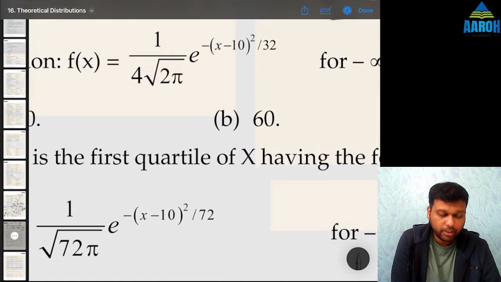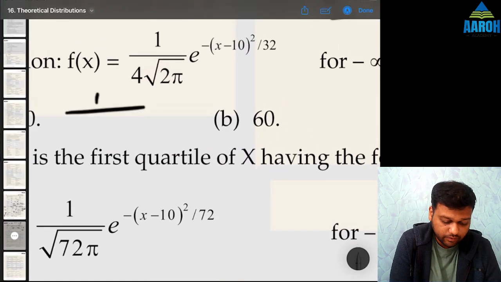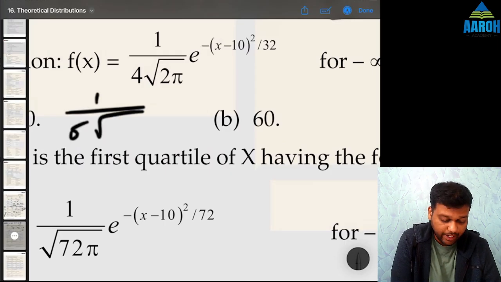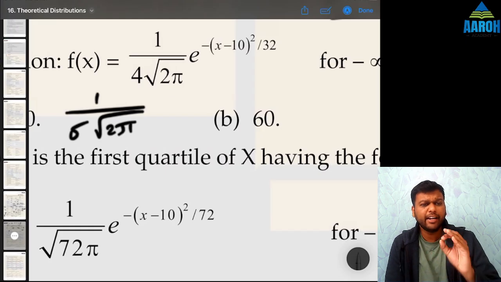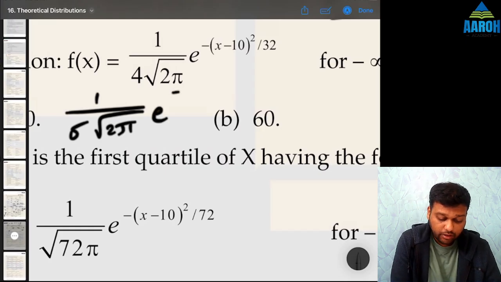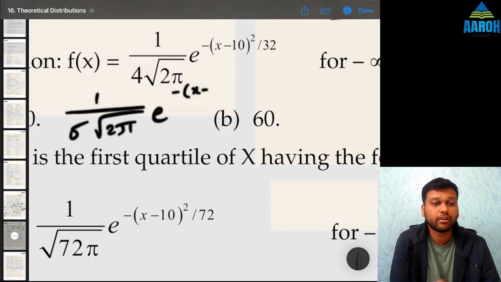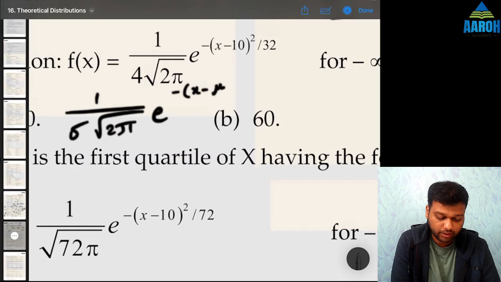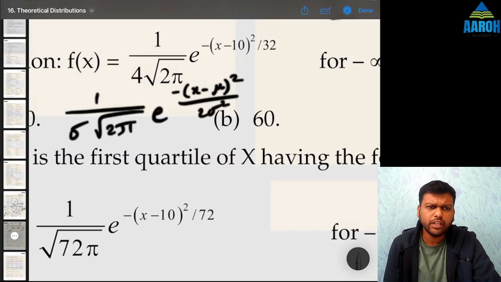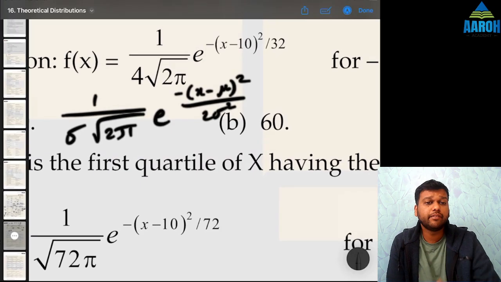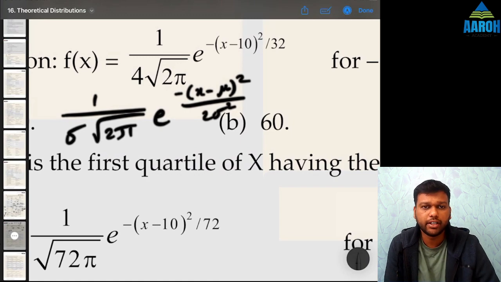What is the PDF of normal distribution? 1 upon sigma root 2 pi into e raised to what? In negative sign we have x minus x bar or mu, or for this I'll just write mu, bracket square, upon 2 sigma square. Correct? Fine. Now, can I just equate it with this? If you observe, sigma root 2 pi is in the denominator.